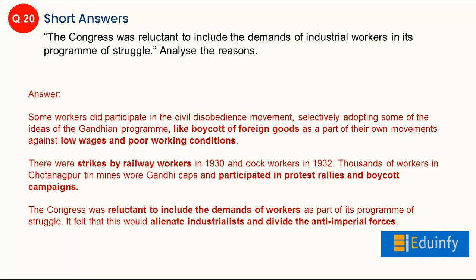So thousands of workers in the Chota Nagpur tin mines wore Gandhi caps and participated in protest rallies and boycott campaigns. The Congress was reluctant to include the demands of workers as part of its program of struggle. It felt that this would alienate industrialists and divide the anti-imperial forces.